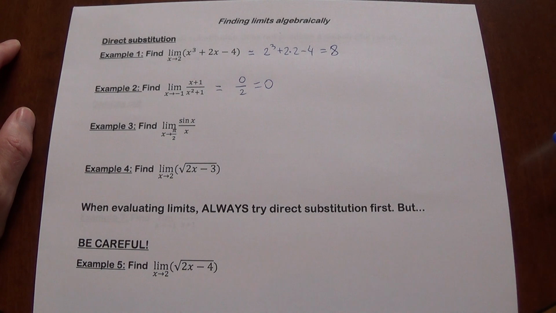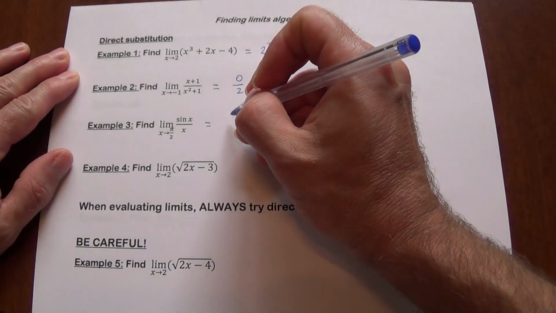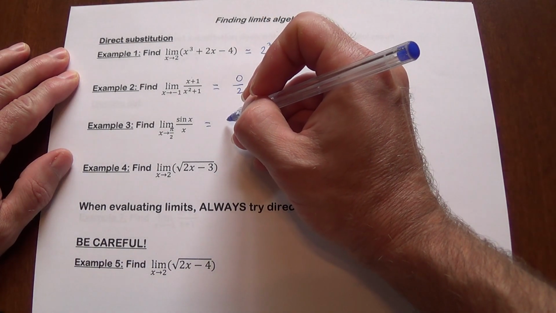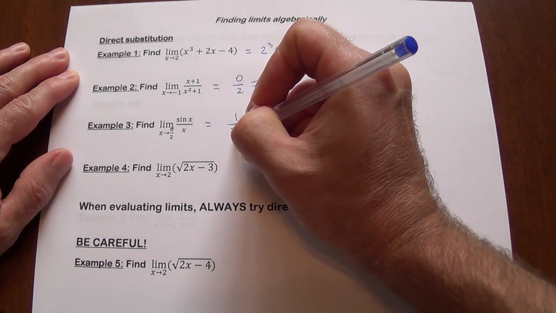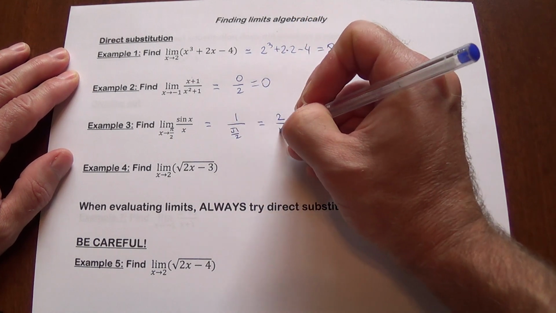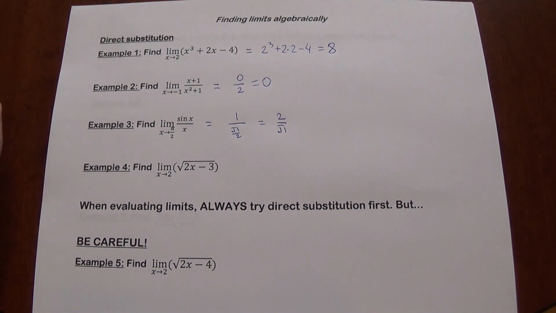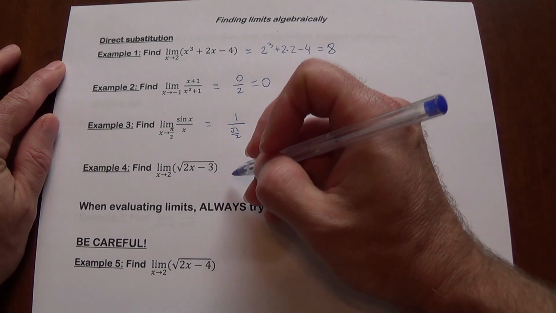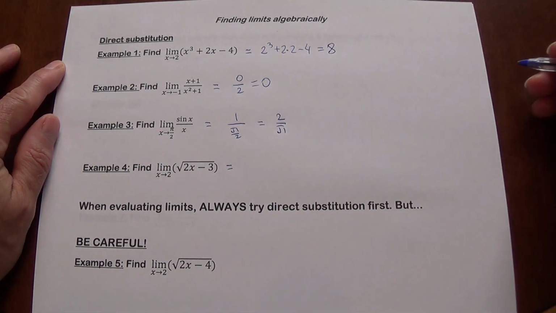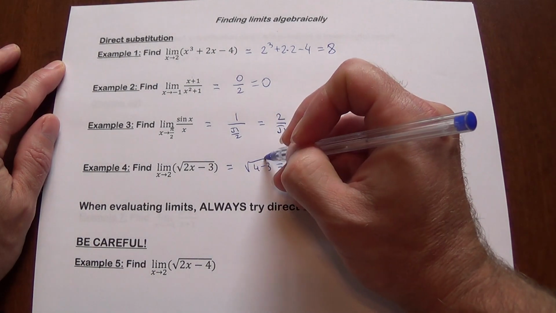Example 3, sin x over x, the limit of that as x approaches pi over 2. No issue there. We are going to do that. So sine of pi over 2 is 1 over pi over 2. That's going to give you 2 over pi. Example 4, we have limit as x approaches 2 of square root of 2x minus 3. We can do substitution here. There's no problem here. It's going to be square root of 4 minus 3, which is 1.